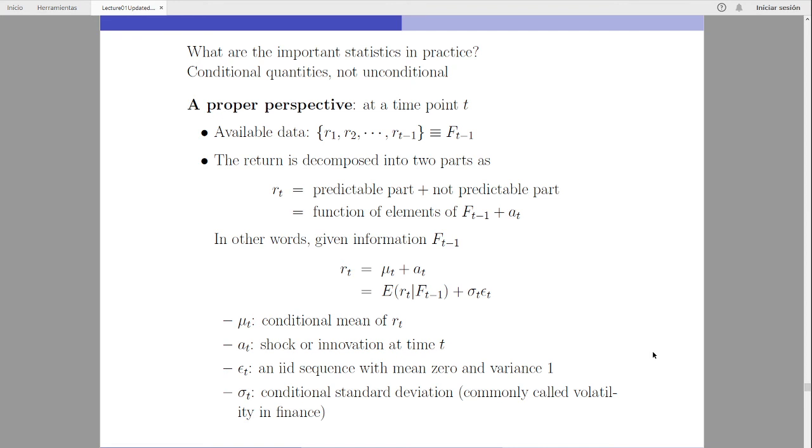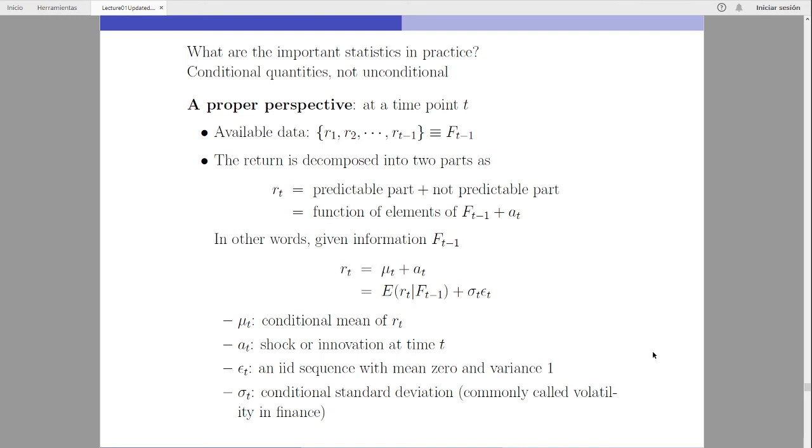Now, we have seen a lot of statistics, a lot of information, a lot of tests. You might be thinking, wow, this is a lot for lecture one. Okay, you're right. But what are important statistics in practice?